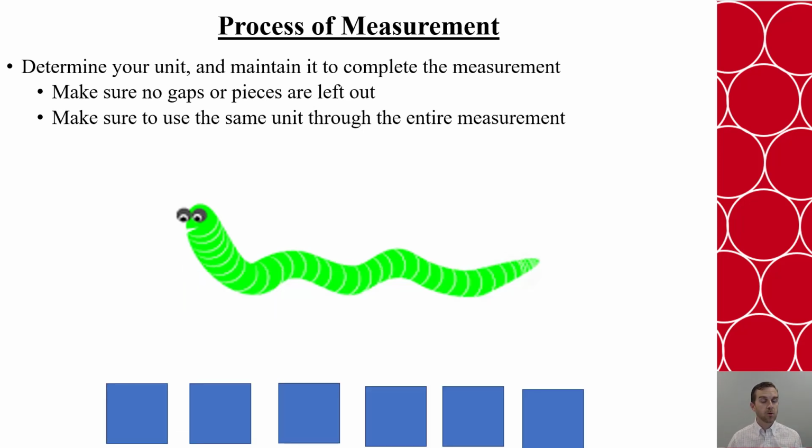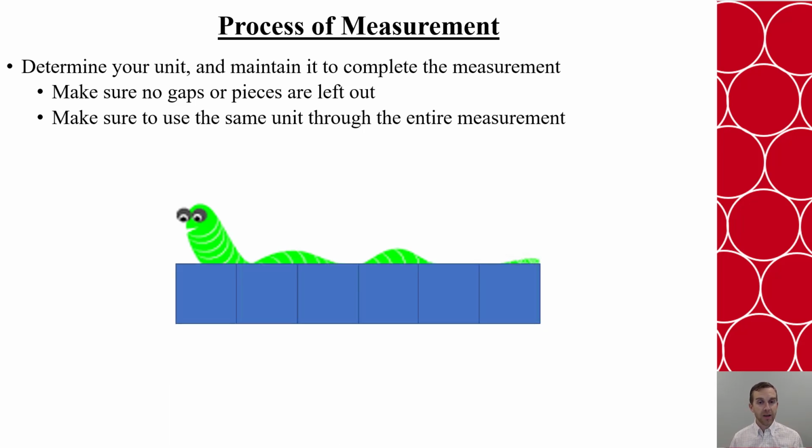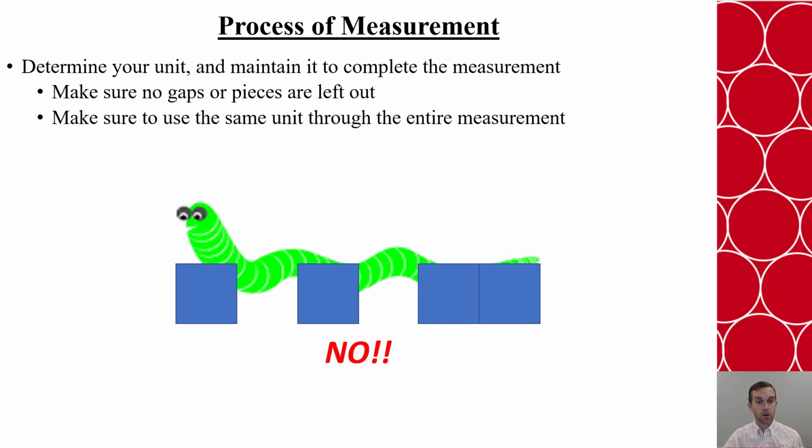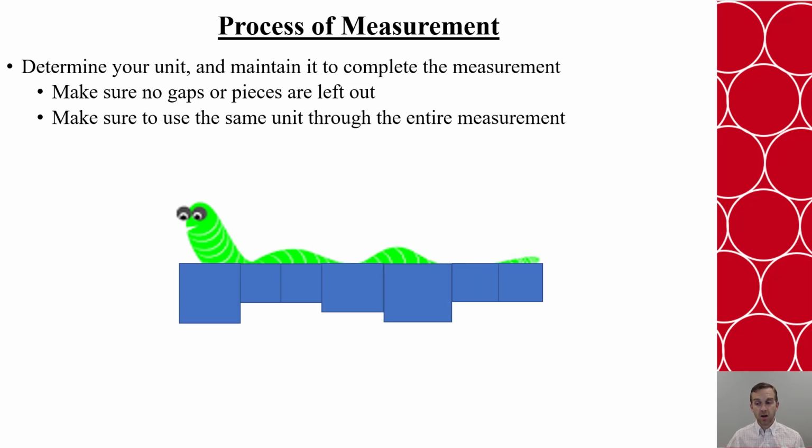Now maybe I don't have a ruler with me, but I have some unit blocks with me. As long as the unit blocks are all the same length, I could put them side by side, no gaps, and say that the worm is 6 blocks long. However, it's important that there are no gaps. This would not be measuring the worm because we don't have those pieces there to tell us how long the worm is. This also would not be measuring the worm because they are not the same size blocks. To measure, it all has to be the same unit through the entire measurement.